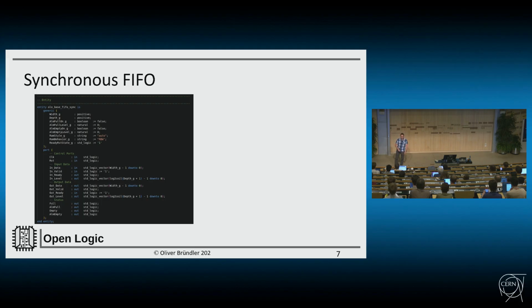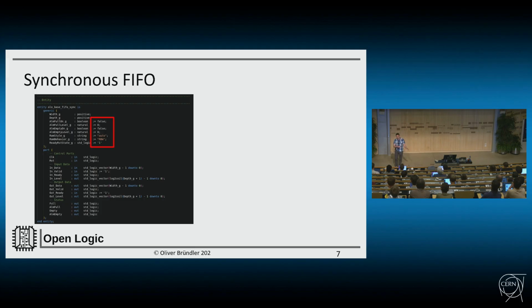That's the synchronous FIFO in OpenLogic, and that's just the entity declaration, right? And that might seem a bit daunting. Many ports, many generics, it's just a FIFO. I just want a FIFO. What you need to know is that in OpenLogic, everything comes with default values. All the generics and all the ports that are optional have default values. So whatever you don't care about, you just don't state it. It has a sane default value.